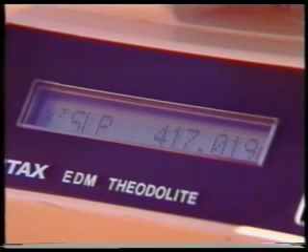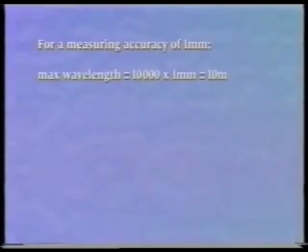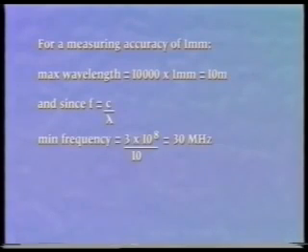Modern phase detectors are capable of resolving to 1/10,000th of a wavelength, so if a measuring accuracy of 1 millimeter is required, the wavelength should be no longer than 10,000 times 1 millimeter, which gives 10 meters. And since the frequency of a wave is given by its speed divided by its wavelength, approximating the speed of light to 3 times 10 to the 8 meters per second gives a minimum required frequency of 3 times 10 to the 8 divided by 10, which equals 30 million hertz or 30 megahertz.